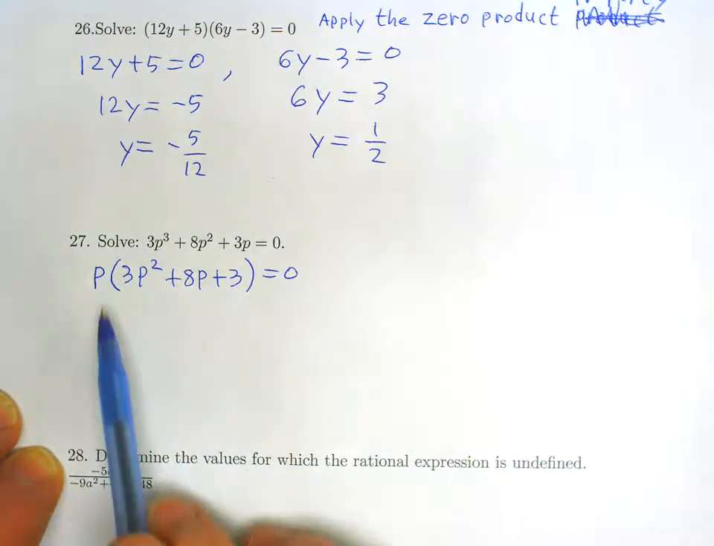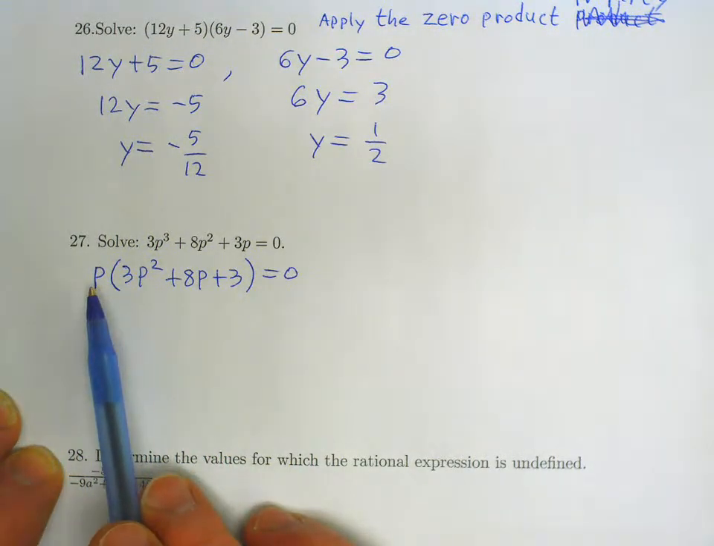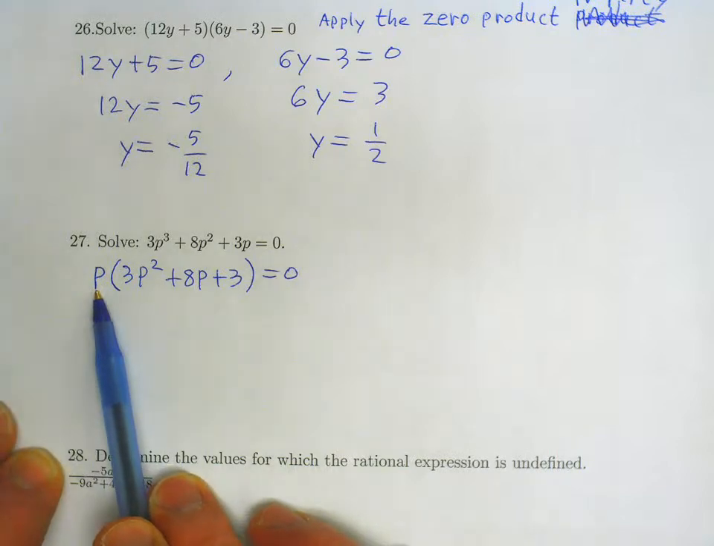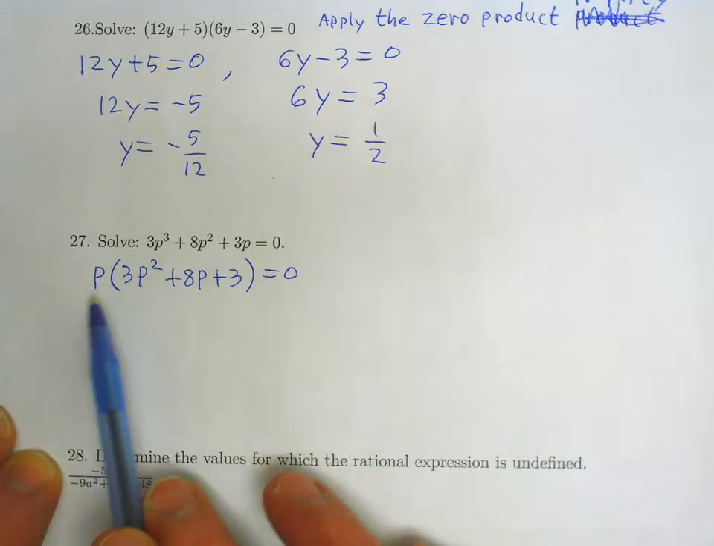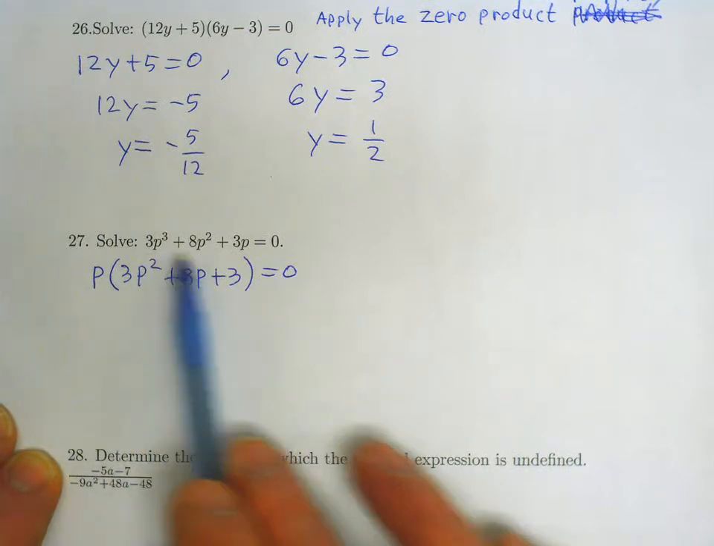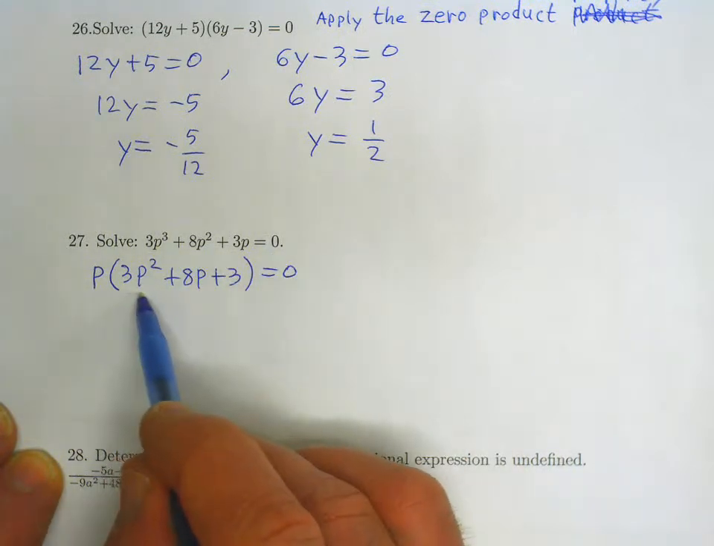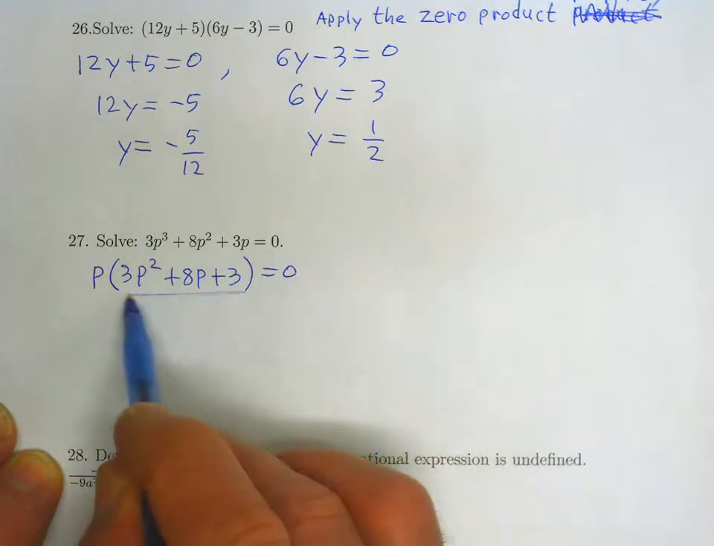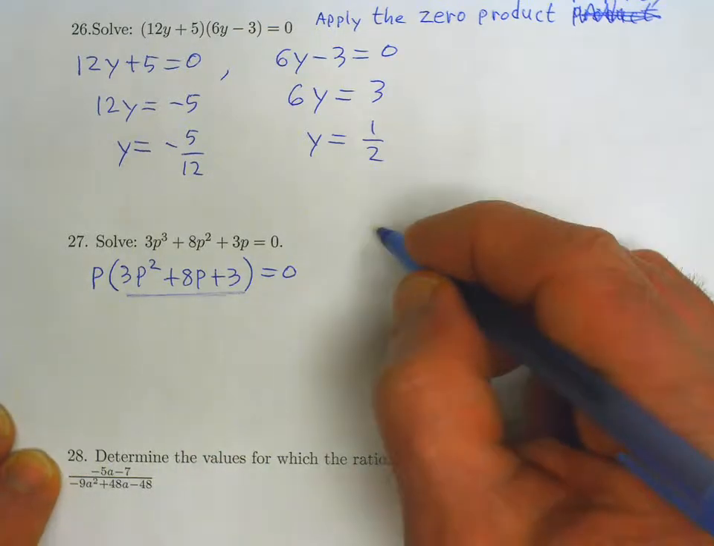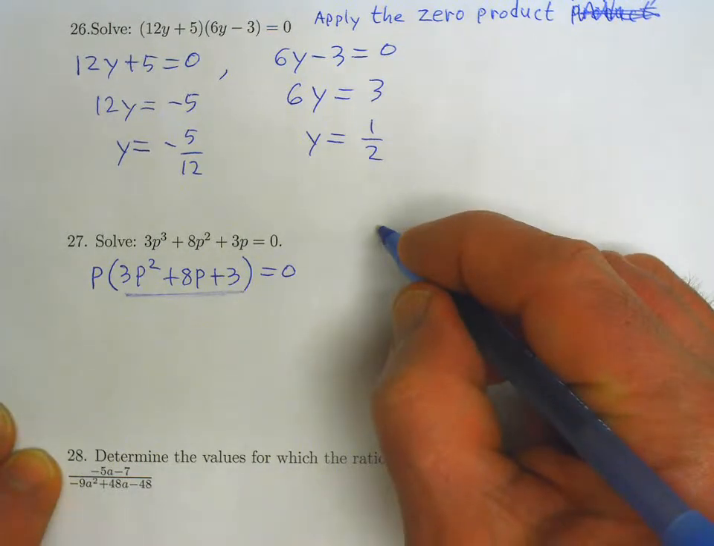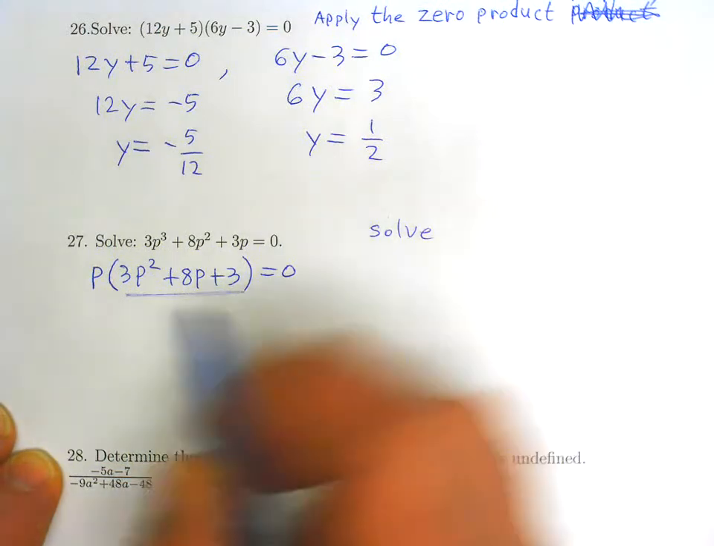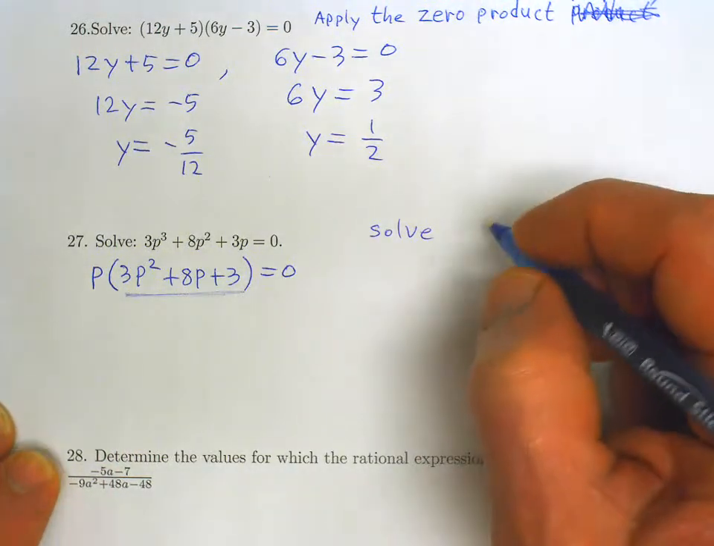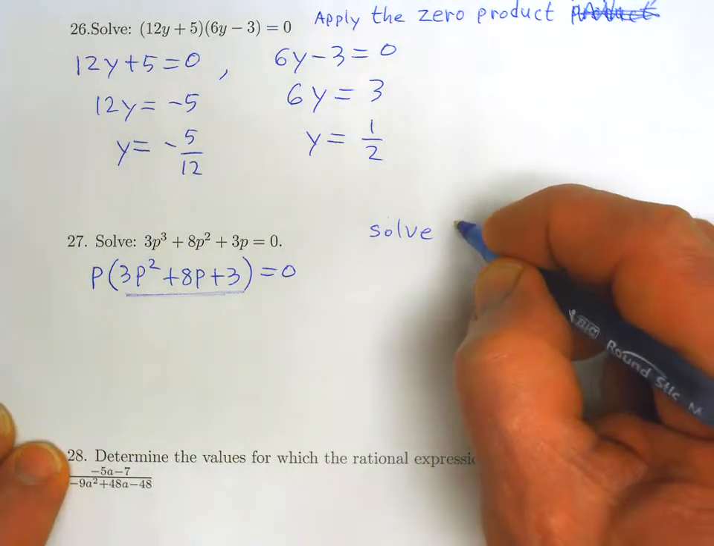So one of the factors is the variable p itself. So when p is 0, that will be one of the solutions. But we want to find the other solutions. So now we'll just focus on 3p^2 + 8p + 3, set it equal to 0.